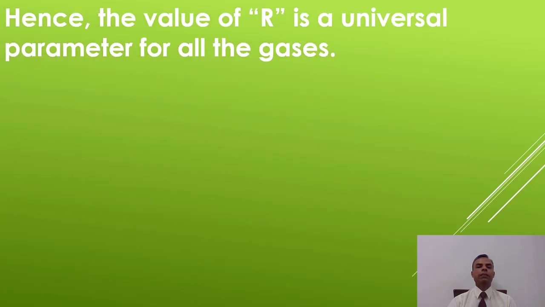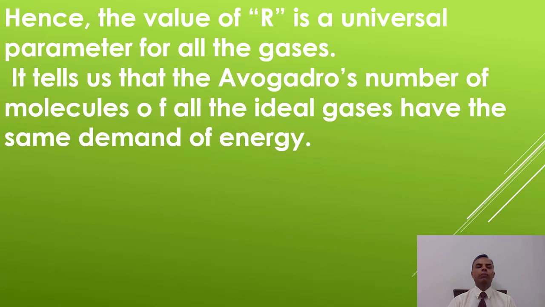Hence, the value of R is a universal parameter for all the gases. It tells us that the Avogadro's number of molecules of all the ideal gases have the same demand of energy.